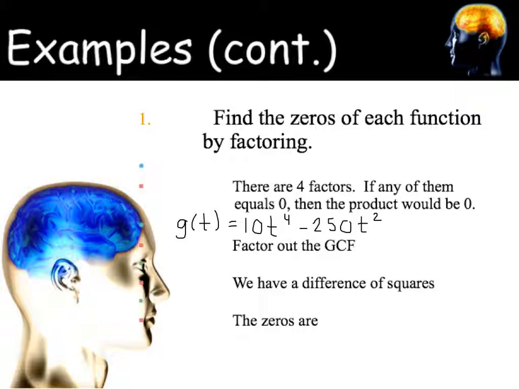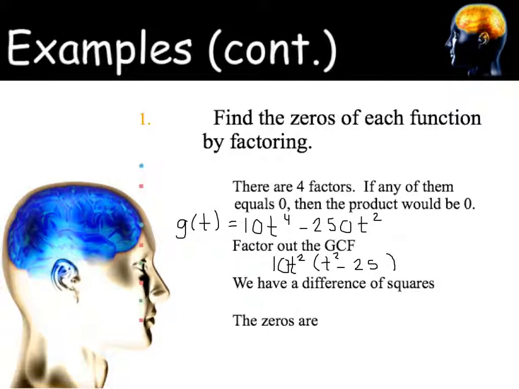As we continue on here in lesson 11.5, we want to find the zeros of the function g of t given by factoring. So of course the first thing we look for is the greatest common factor, and we notice that both of the terms are divisible by 10 and they're also divisible by t squared. So if I divide out the 10t squared, 10t to the fourth divided by 10t squared is t squared, and 250t squared divided by 10t squared is 25.